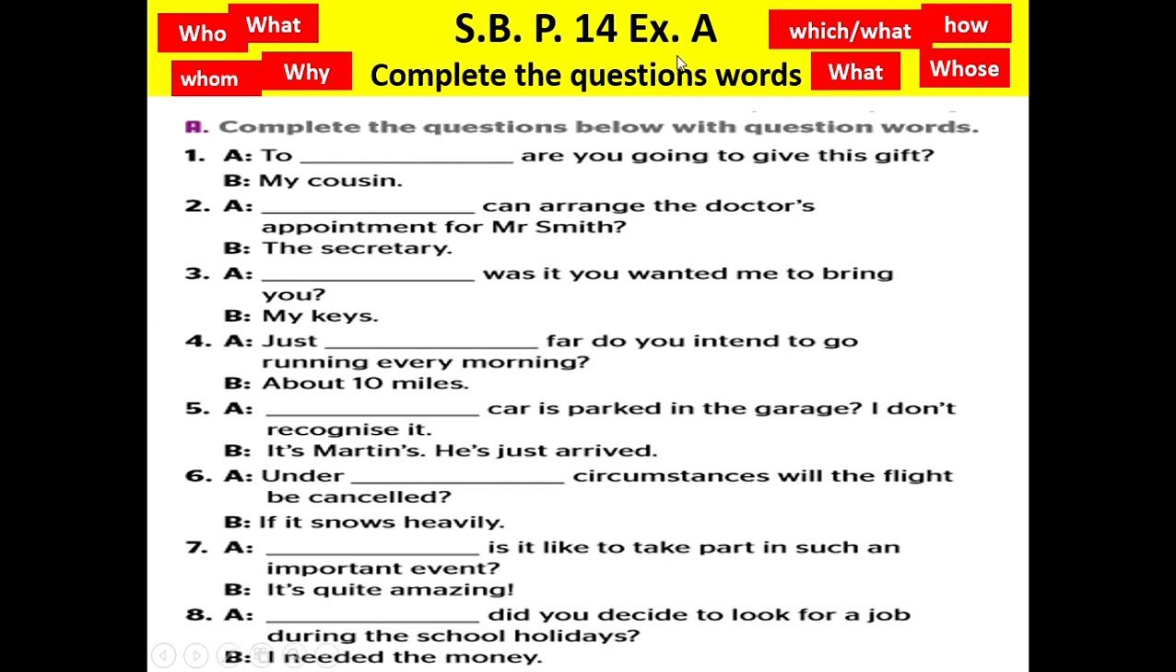Now, exercise A, student book page 14. You can pause the video and try to complete the question words. Have you finished? Let's check your answers. To whom are you going to give this gift? The WH question word whom here means I'm asking about a person, but when you add a preposition it will be to whom instead of who.